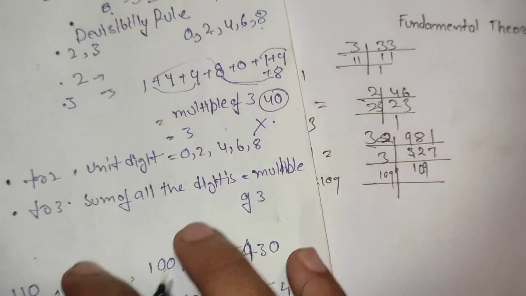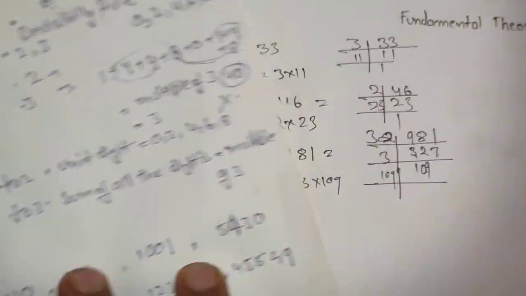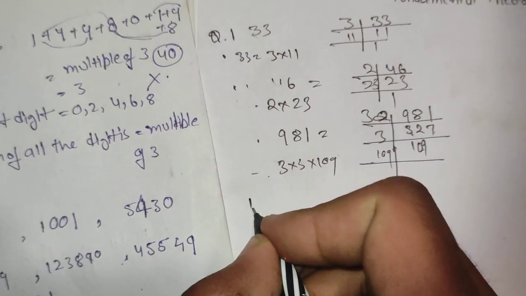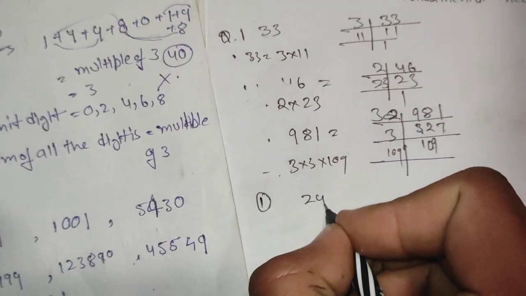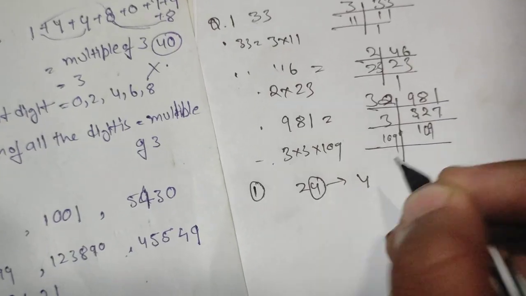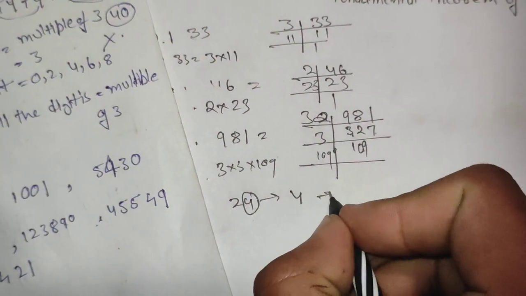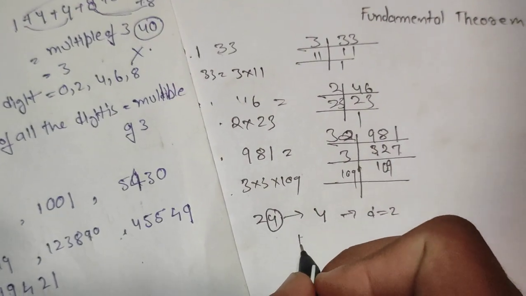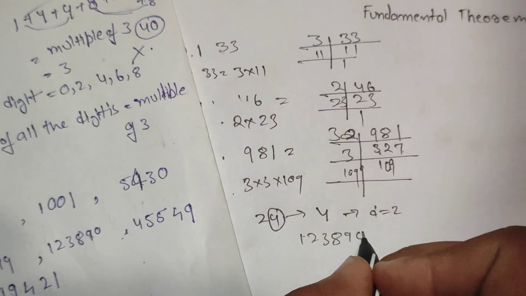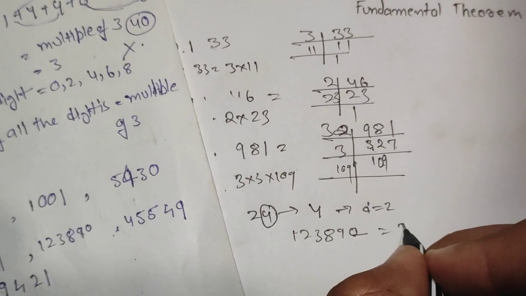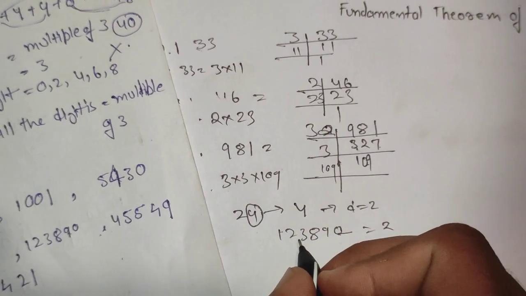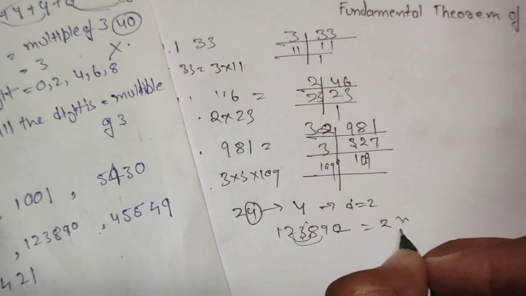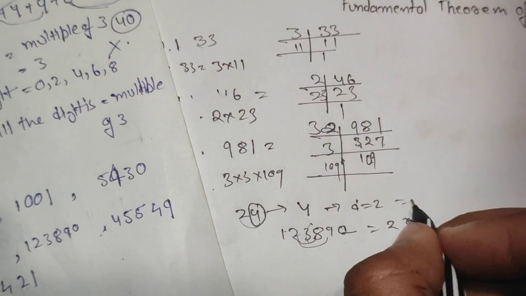So similarly you can solve all these questions. And question 2 is for the divisibility rule. I solve only one or two questions, then move on to the next topic. 24, the last digit is 4, which is why we can say it is divisible by 2. Similarly for 123890, the last digit is 0, so it is divisible by 2. And for 3 we can check the sum of digits; 10 is not divisible by 3. It is divisible by 2 and 3.